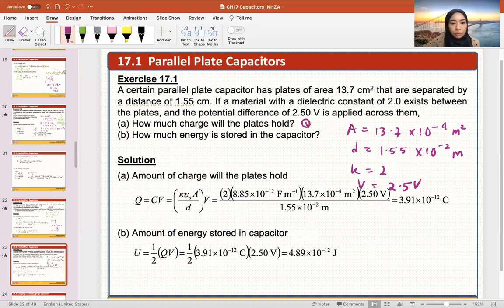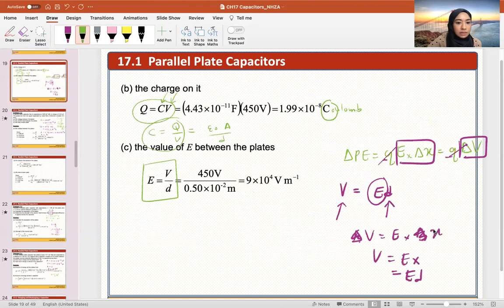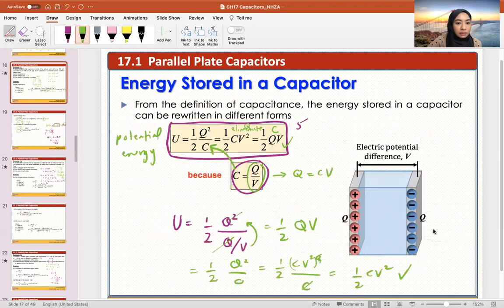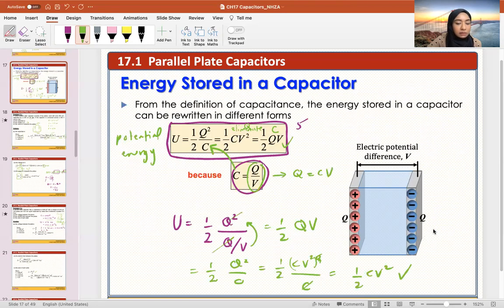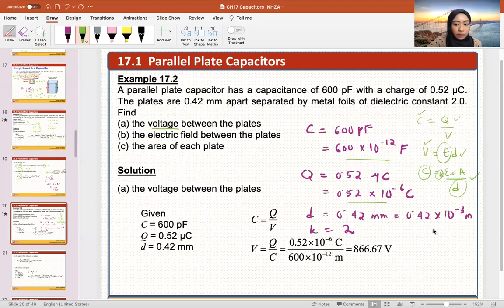It's asking what is Q. How much energy is stored in the capacitor? So it's asking about U. So let's recap on what the equations that we know so far. U equals 1 over 2 Q squared over, is it over C or is it over V? I don't remember. Is it C or V? So it's over C. Okay, C.